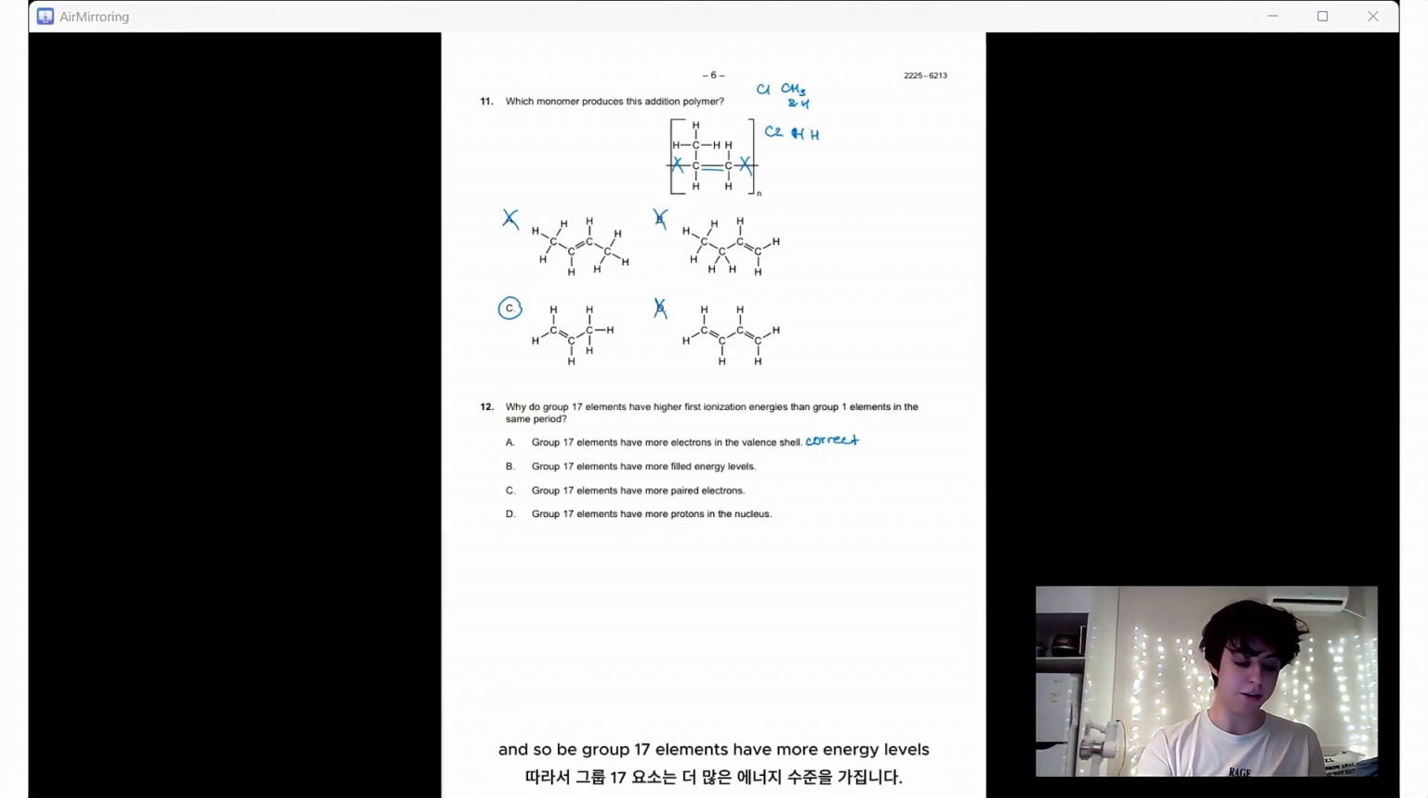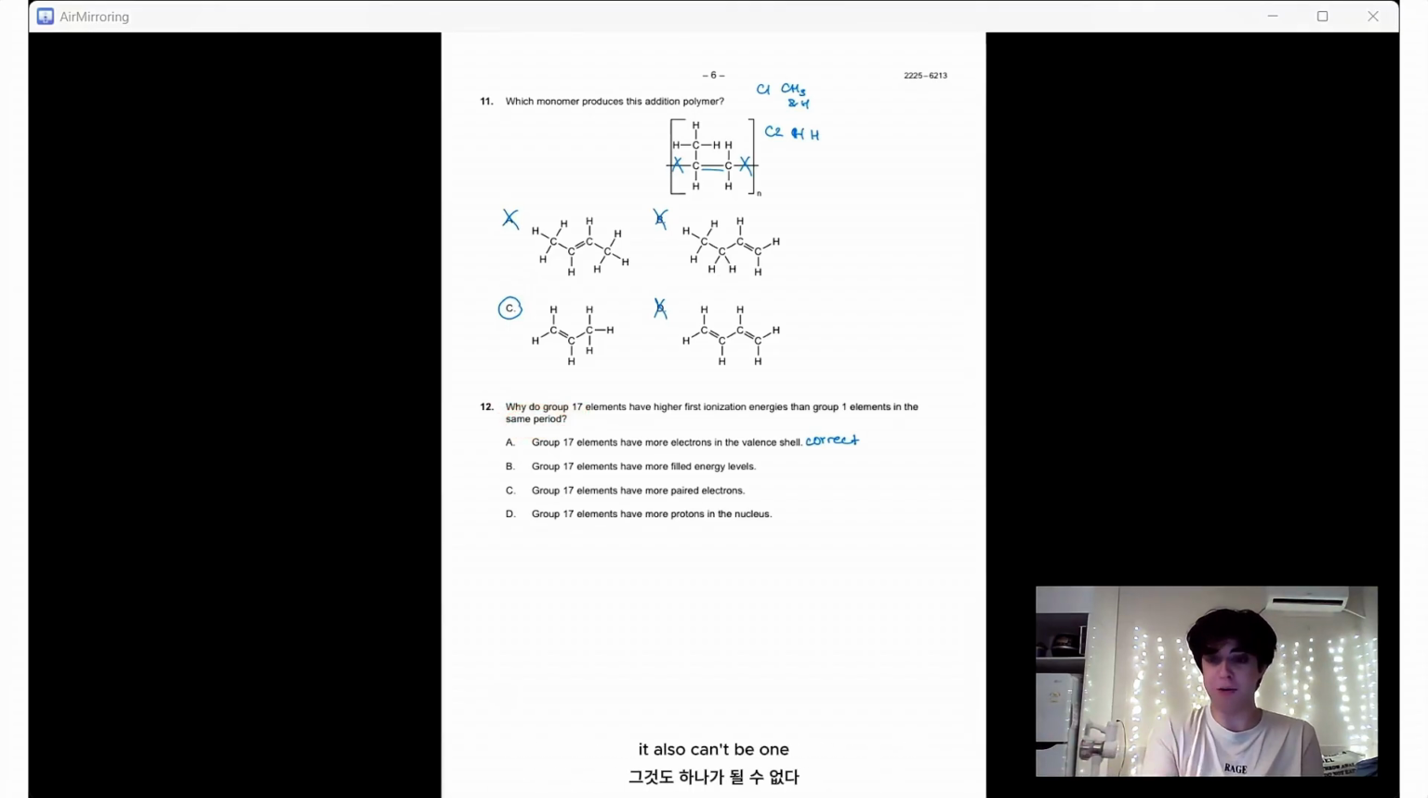Right. And so B, group 17 elements have more filled energy levels. Since this says that they're in the same period, that one is not true. And therefore it also can't be the why, because it's not true even in the first place. They have the same shielding because they're in the same period. So B is not right.